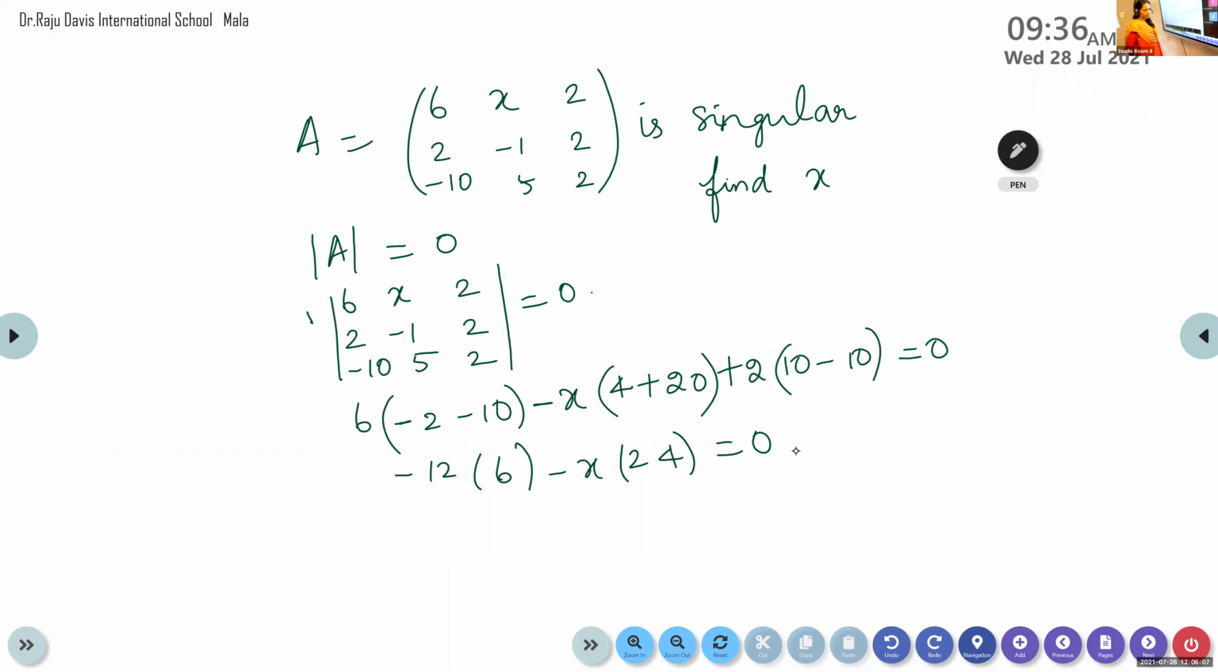What is the value of x? So we get minus 72 is equal to 24x, isn't it? Therefore, what is the value of x? x will be equal to minus 3. x will be equal to minus 3.